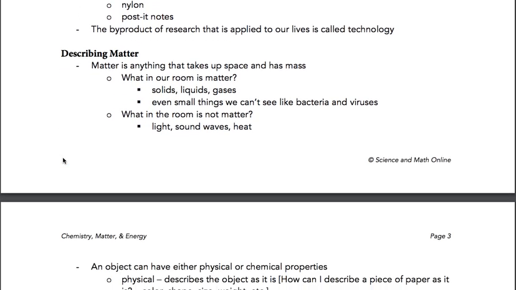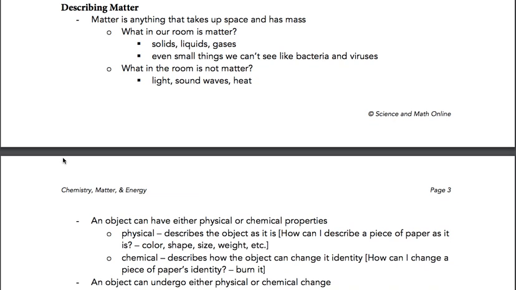Then we get kind of into the beginning of chemistry, describing matter. What is matter? Anything that takes up space. I really try to ask this question for them. What's not matter? I want them to know that the air in the room is matter. And a lot of times they're like, but it doesn't have mass. At which point in time, it's always good to have a balloon on hand.